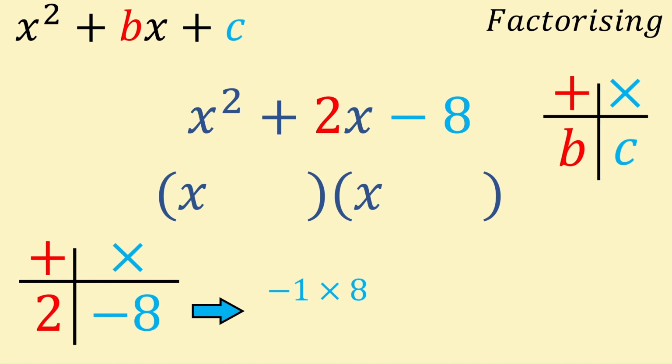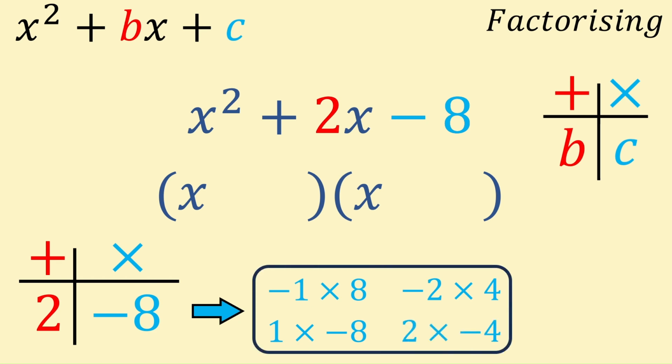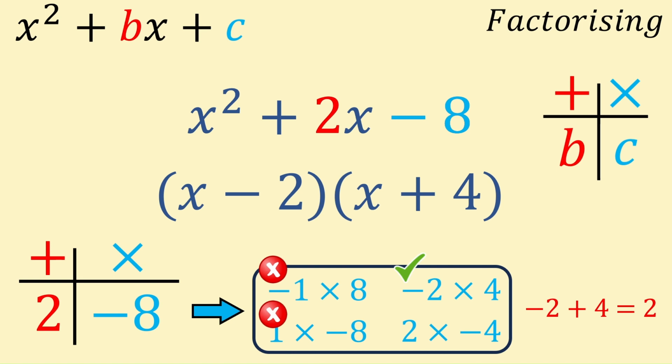We have negative 1 and 8, 1 and negative 8, negative 2 and 4, 2 and negative 4. Negative 1 and 8 is 7, so this is not our answer. 1 and negative 8 is negative 7, which is also not our answer. Negative 2 and 4 is 2, which is what we want, so negative 2 and 4 should go into our brackets. The final factorised answer is x minus 2, x plus 4. Go ahead and expand this out by multiplying each term with each other and you'll get our original quadratic, x squared plus 2x minus 8.